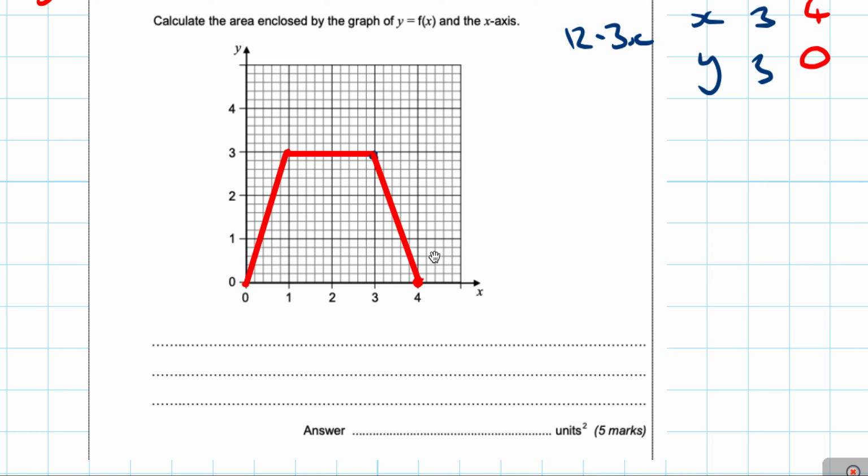Now if you want to find the area under the graph, you've got two choices here. You can either split this into triangles and calculate the area of the triangles and the area of the square. Or this is also just a trapezium as well, with sides of 2 on the top and 4 on the bottom, and it's got a height equal to 3.